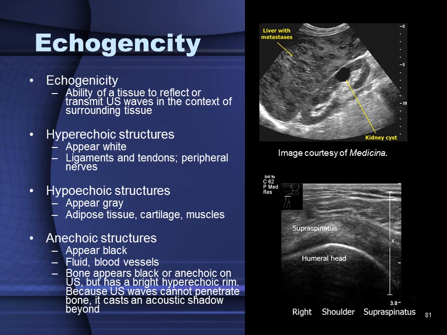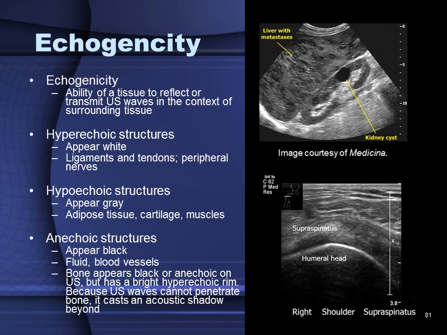When we speak of echogenicity, we speak of the ability of a tissue to transmit or reflect an ultrasound wave in the context of surrounding tissues. Hyperechoic structures appear white. These include ligaments and tendons, as well as peripheral nerves. Hypoechoic structures appear gray and are inclusive of adipose tissue or fat, cartilage, and muscles. Anechoic structures appear black. These include fluid and blood vessels.